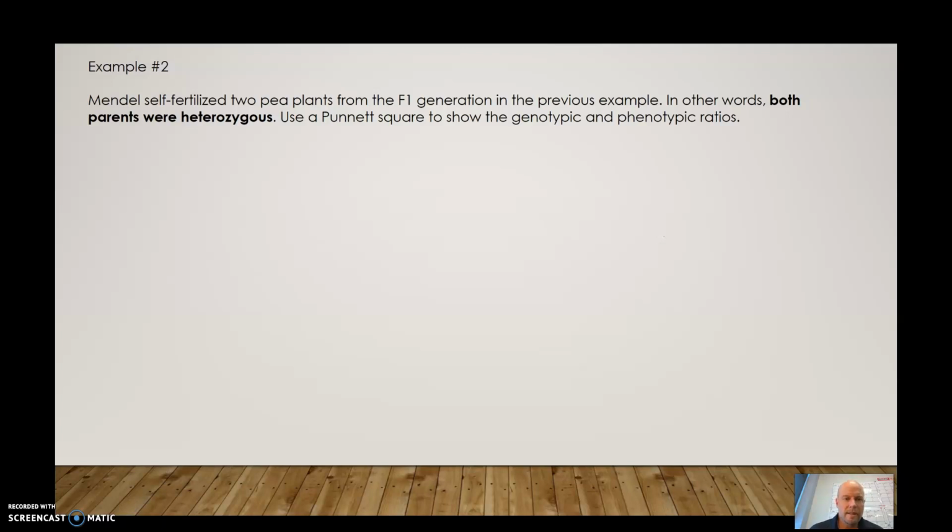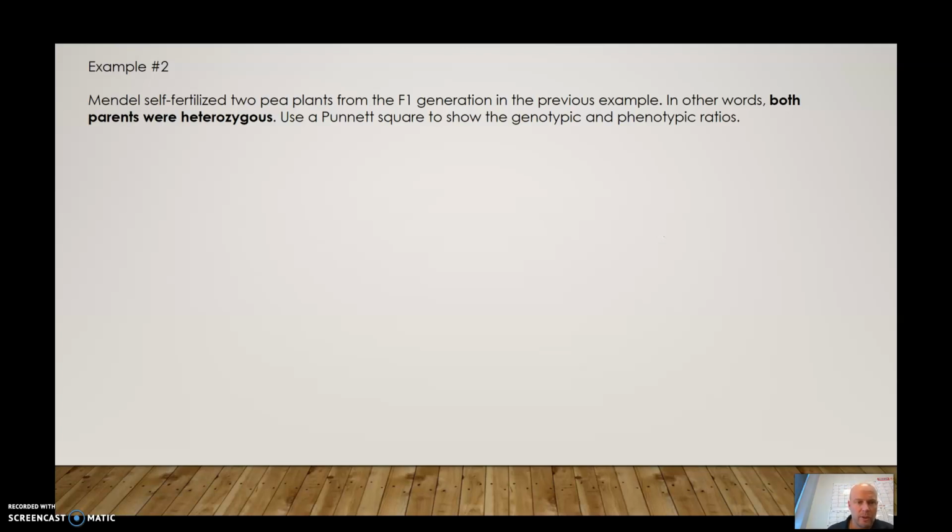Hey guys, in this lesson I'm going to show you how to do a Punnett square for a monohybrid cross. Okay, so we're looking at example 2 from the PowerPoint, and the problem says Mendel self-fertilized 2 pea plants from the F1 generation in the previous example. In other words, both parents were heterozygous. Use a Punnett square to show the genotypic and phenotypic ratios.